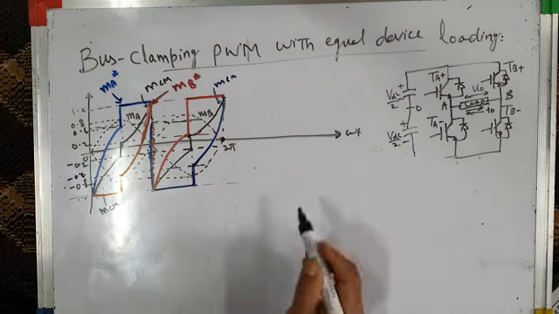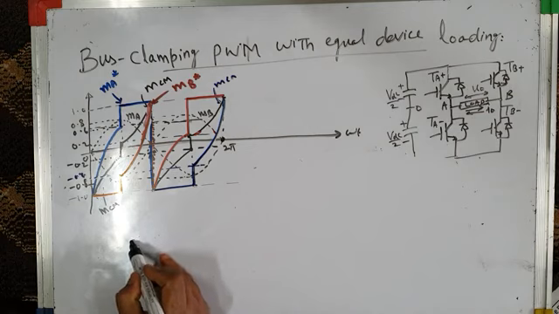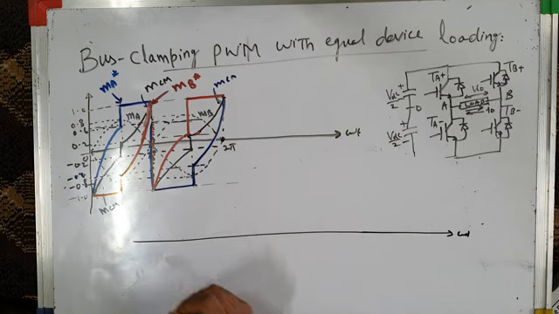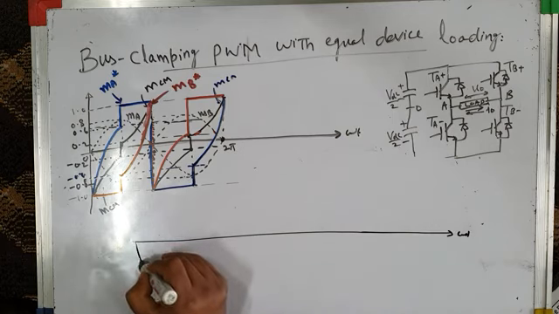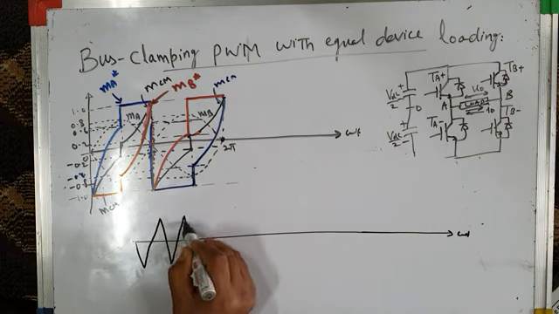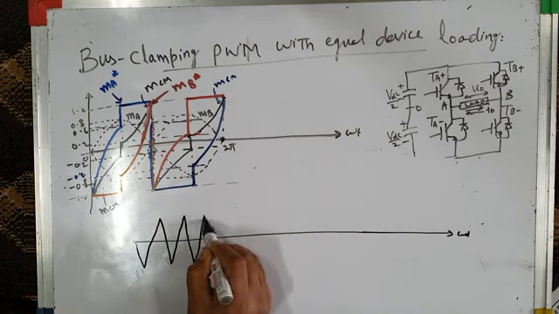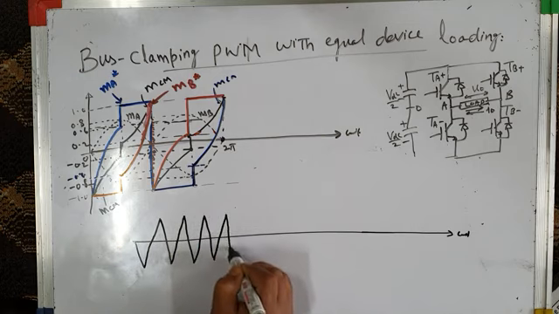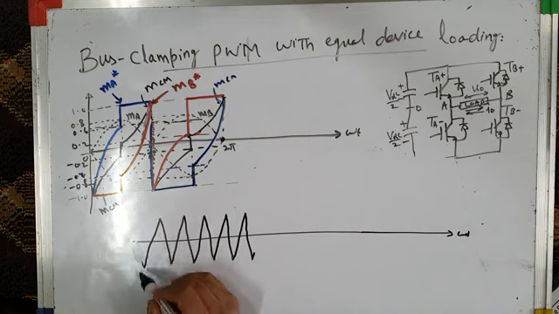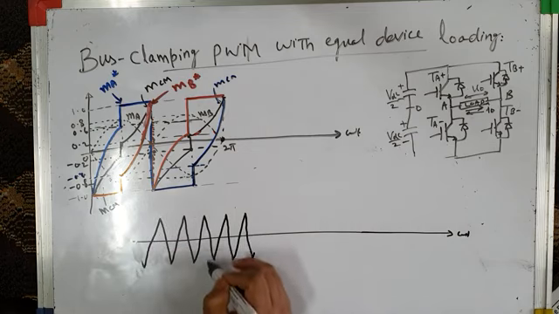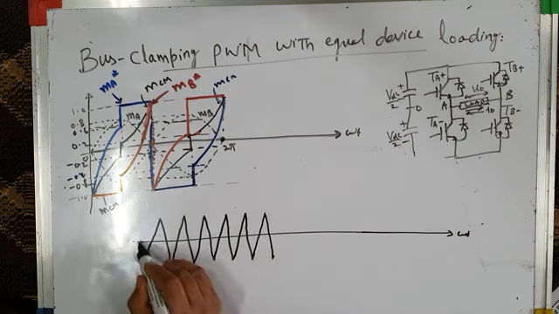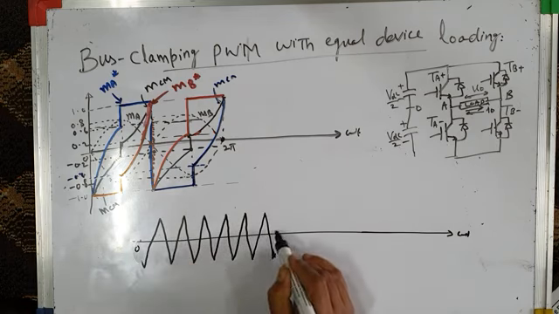So therefore, let us take various carrier waves. Let us take carrier wave 1, 2, 3, 4, 5, 6. I'm starting from here. So this is 0 and this is pi.